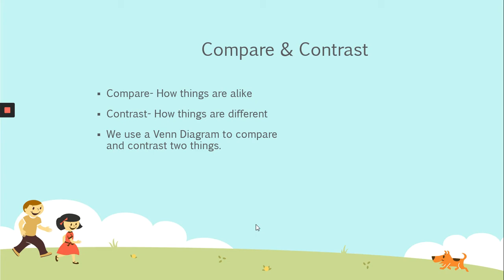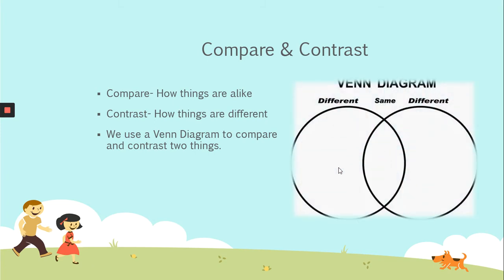The graphic organizer that we use to compare and contrast two things is a Venn diagram. We use a what? A Venn diagram to compare and contrast two things. Here's what it looks like. It is two intertwining circles. On the outside of the middle circle, we will write what's different. In the middle, we will tell what's the same.